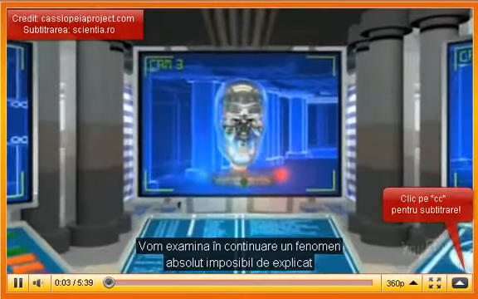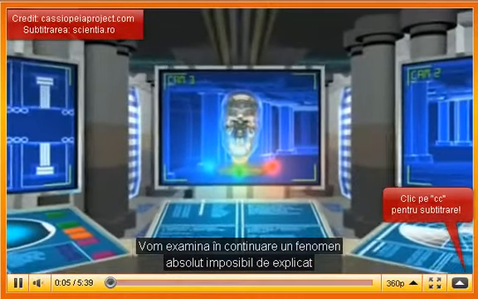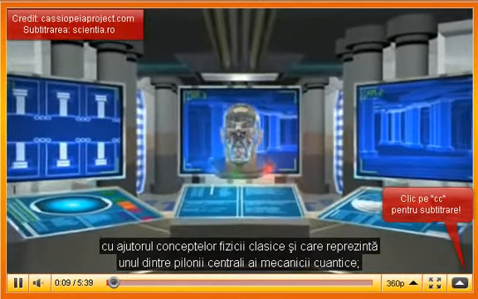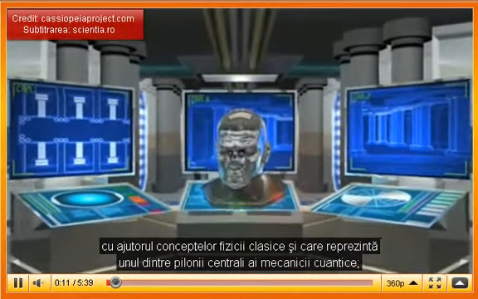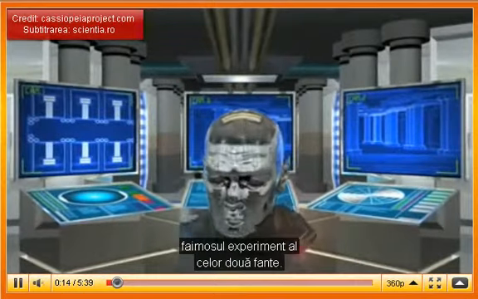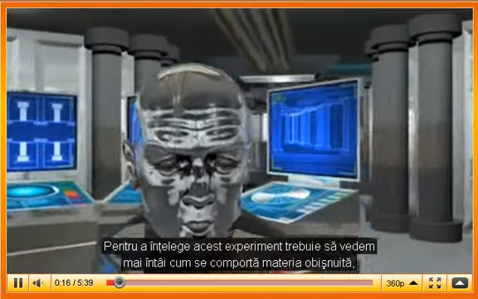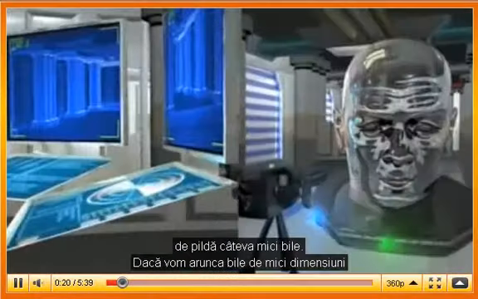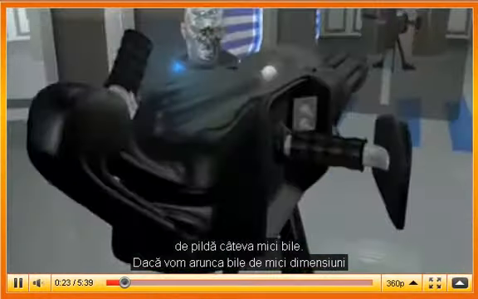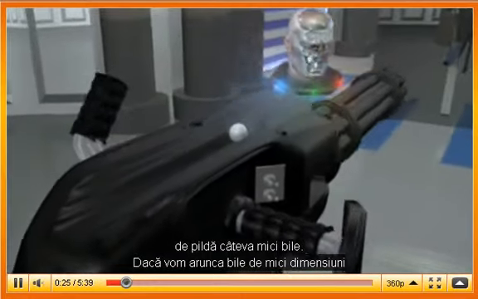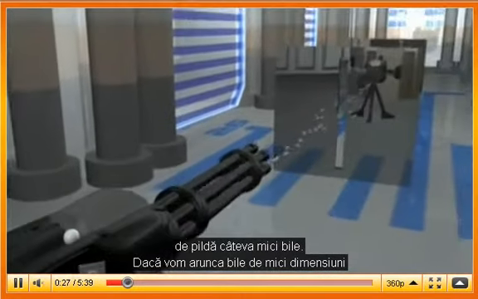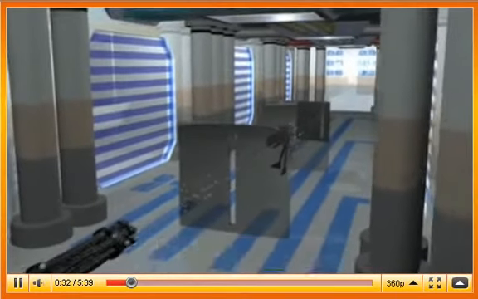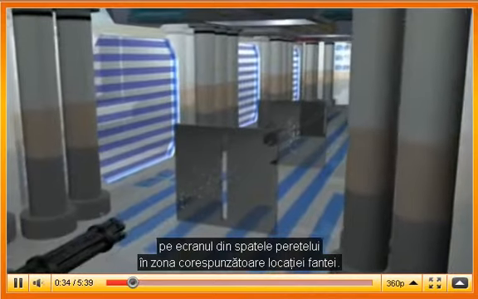Now examine a phenomenon which is absolutely impossible to explain in any classical way, and which is at the very heart of quantum mechanics. The famous double-slit experiment. To understand this experiment, we first need to see how ordinary particles, or little balls of matter, act. If we shoot small objects, such as marbles, at a screen containing a single slit, we see a pattern form where they went through the slit and hit the back wall.